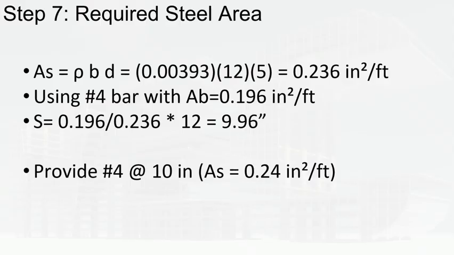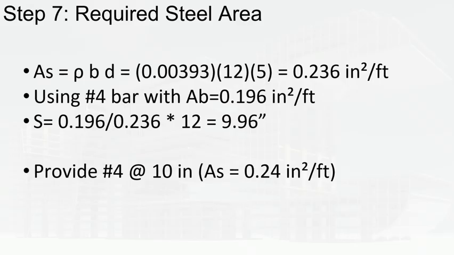Now getting to step number 7, we need to find the required steel area. The formula for the steel area is rho b d. So you guys got the value of rho, which was 0.00393. After calculating it, you'll get 0.236 inch square per foot. So we can use bar number 3 as well. You can use number 4, you can use number 5, but with all these the spacing will change. So again, you need to use the bar which suits your condition very well.